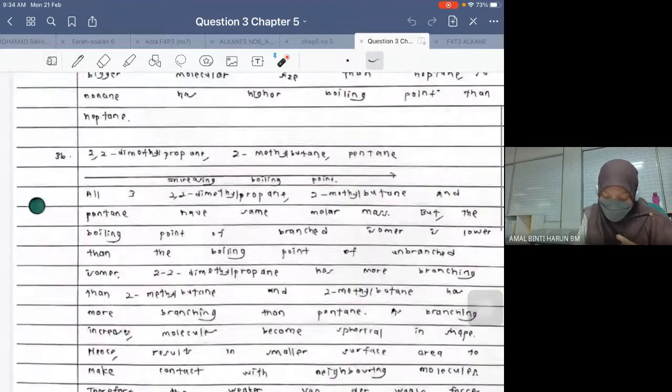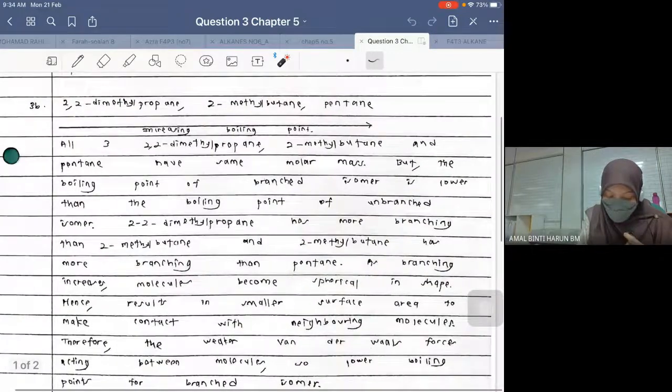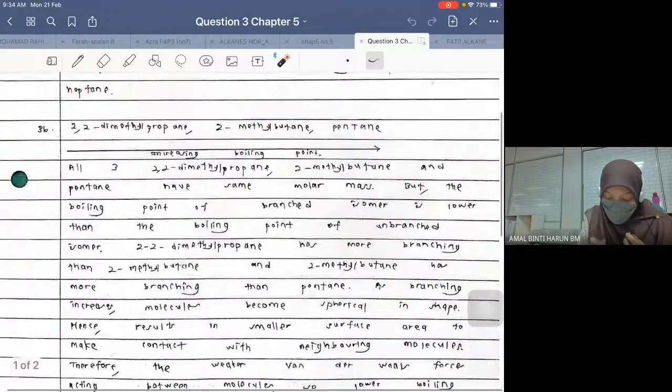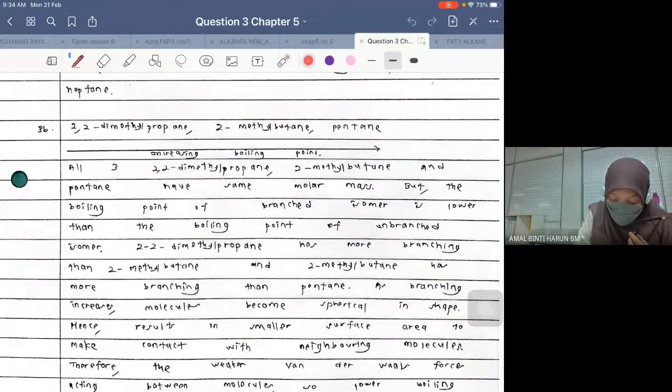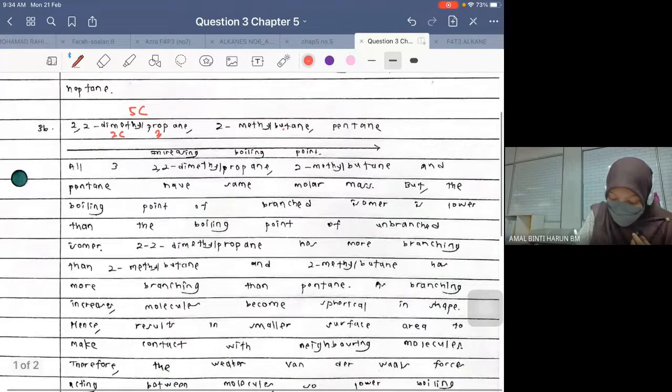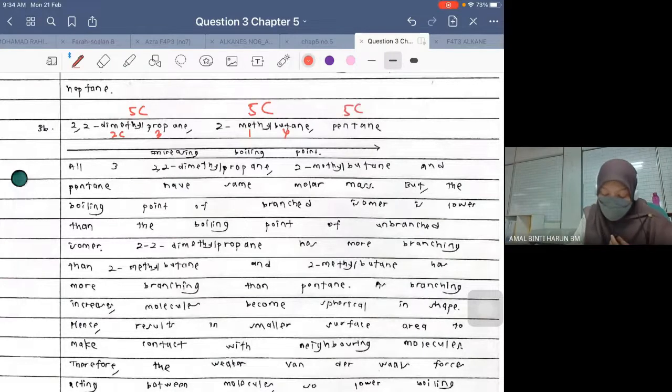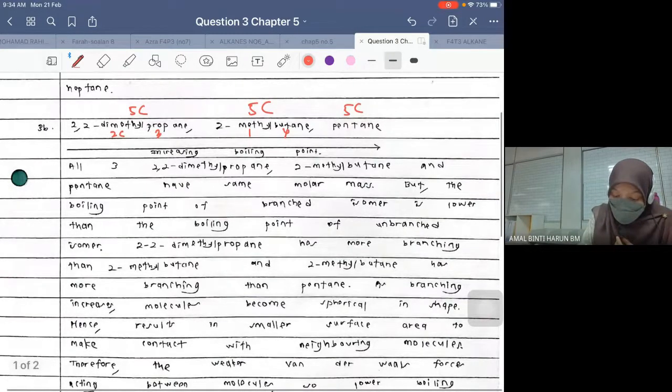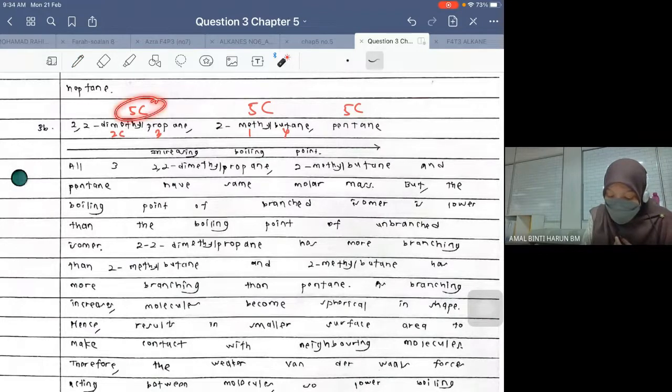Okay, next is one. 2,2-dimethyl propane. Methyl ni ada 2. Dimethyl 2 carbon and then propane 3 carbon. So total 5 carbon. 2-methyl butane, 4 carbon, methyl 1 carbon. So 5 carbon and pentane is 5 carbon. So we can see here their molar mass will be the same. Okay, because their total number of carbon is the same.